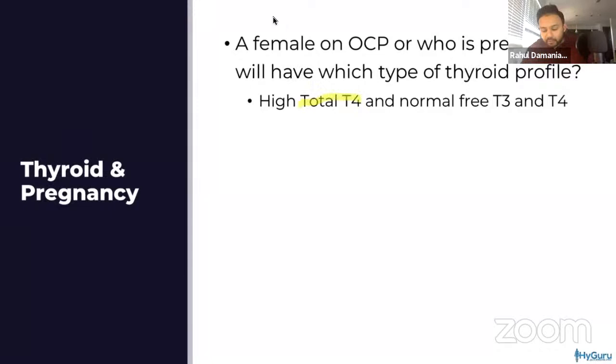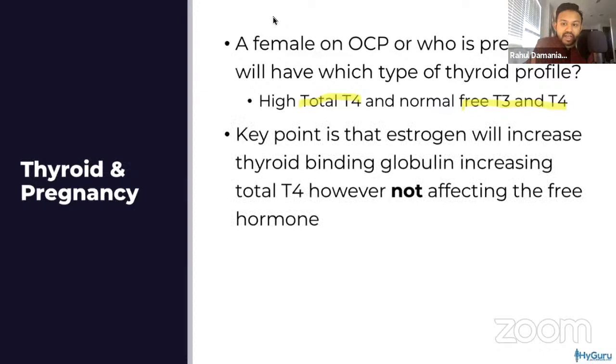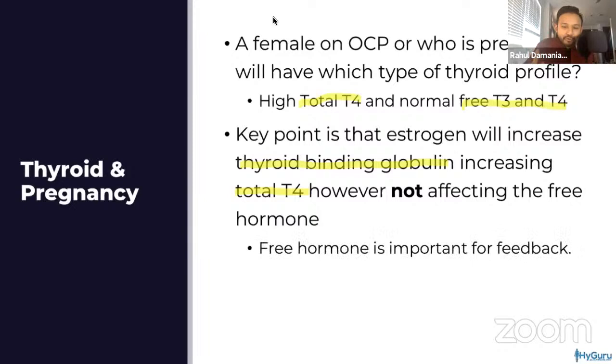What's going to be really important is that you understand that the high total T4 is seen in pregnancy and oral contraceptive use. The key point here is that estrogen will increase thyroid binding globulin, and thus that increases total T4 concentrations. However, it does not affect the free hormone, i.e. your free T3 and T4. So if they ask you another question related to what's the concentration of TSH in this setting, the TSH would be normal because TSH only responds to the free T3 and T4. So remember that the free hormones are always important for feedback. OCPs upregulate TBG, increase total T4.